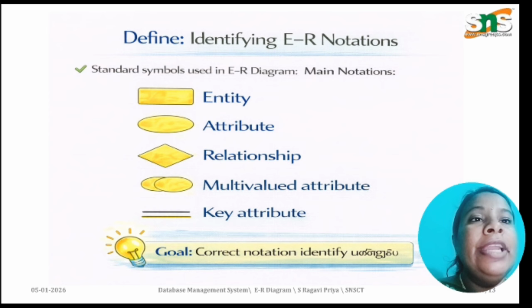So define: identifying ER notation. These are the standard symbols used in an ER diagram. The main notations are: an entity is represented using a rectangle, an attribute is an oval, a multi-valued attribute is represented by a double oval, and a double line represents the key attribute.